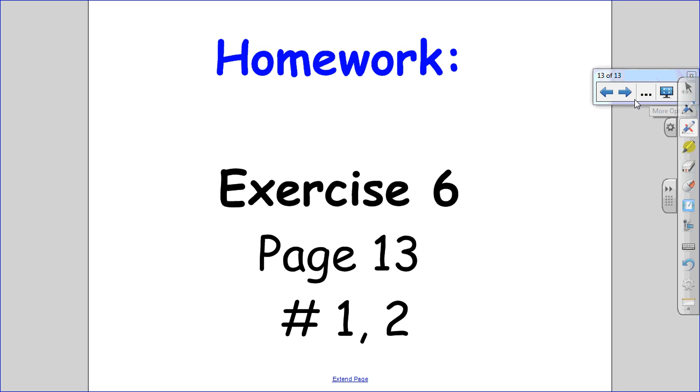And before class tomorrow, please do exercise 6, page 13, number 1 and 2.